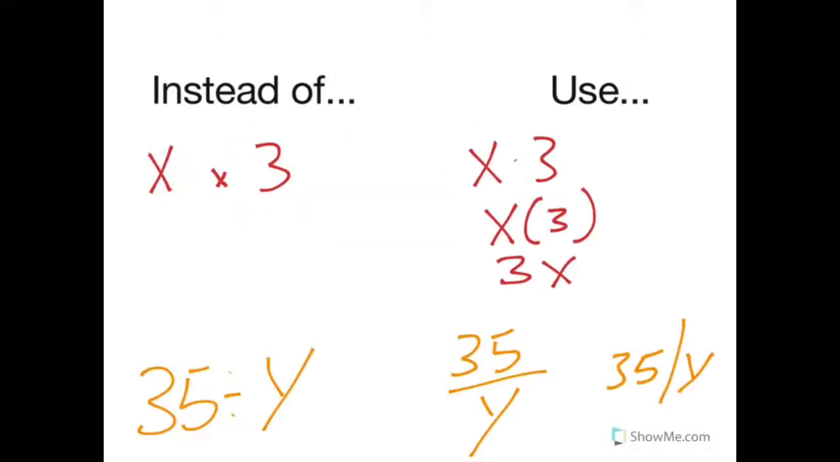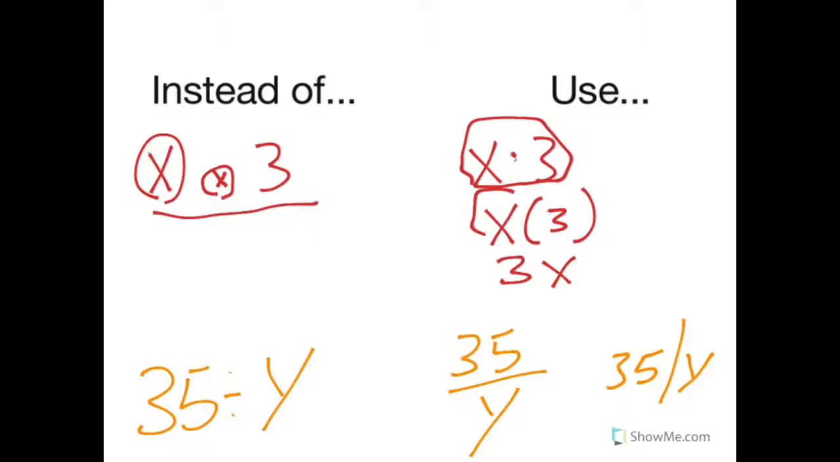Here's some examples of some expressions or translating between words and math. If you have x times 3, well, that's kind of confusing with the multiplication symbol and the fact that we're using x. Instead, you could use x times 3, which is x dot 3, not a decimal. Okay, it's up here. You could use x times 3 by putting the 3 in parentheses, or you could just put 3x. And if you have the number by the letter, that means that you're multiplying.